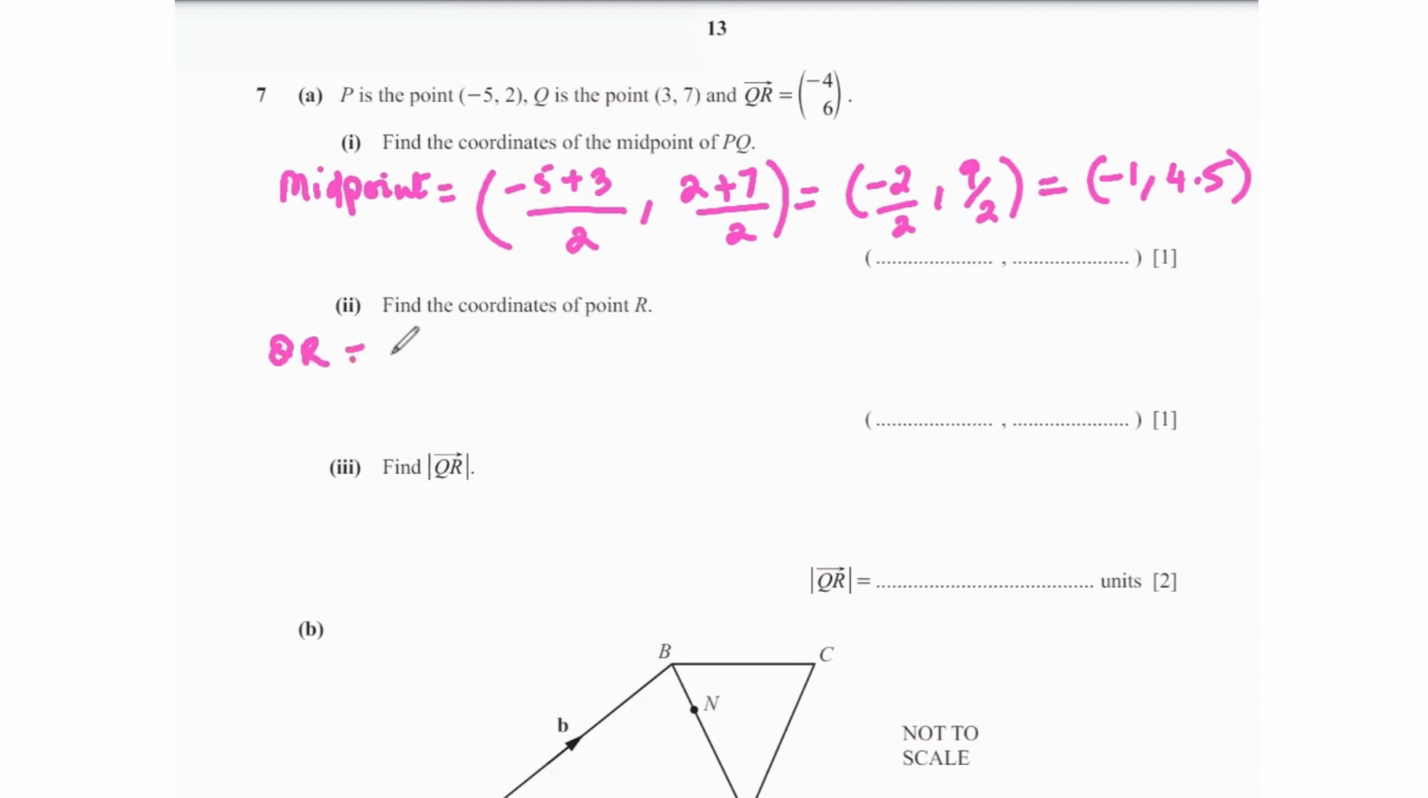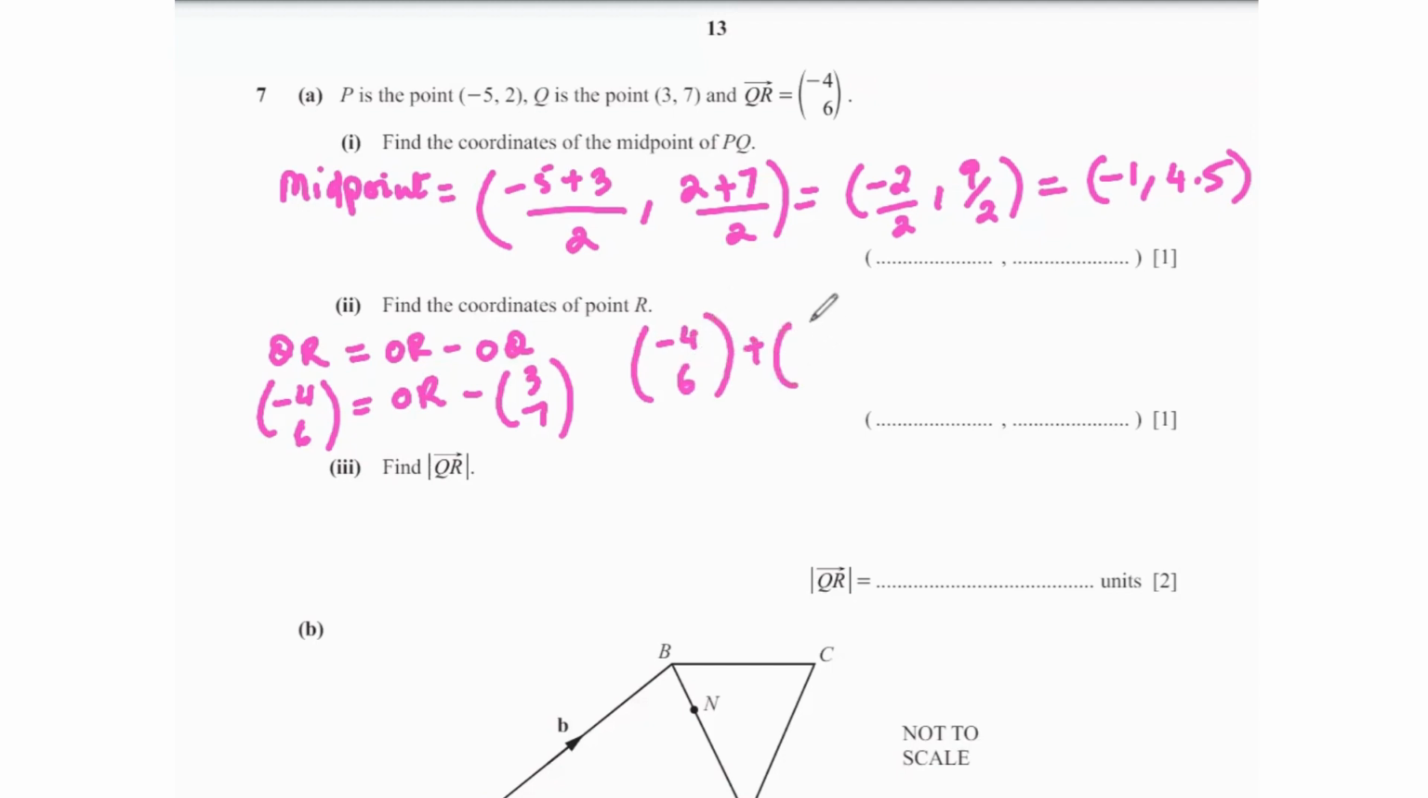It says find the coordinates of R. So we know QR is equal to OR minus OQ. QR is given as negative 4 and 6. OR is what we have to find, and OQ is 3, 7. So we'll do negative 4, 6 plus 3, 7. We bring the 3, 7 to the left-hand side, which equals OR. And that's going to be negative 4 plus 3 is negative 1, 6 plus 7 is 13. Which means the coordinates of R are negative 1 and 13.